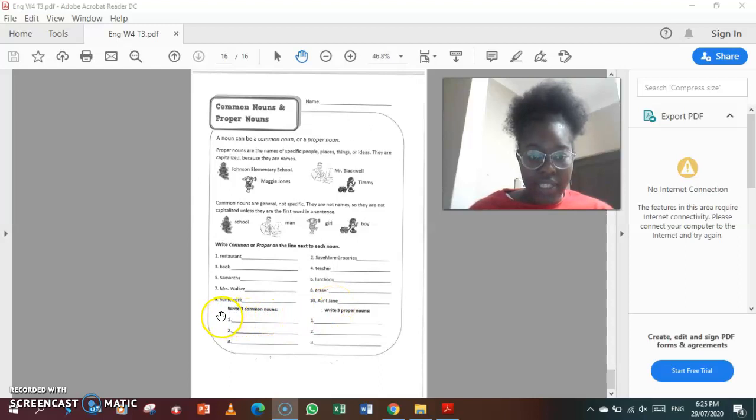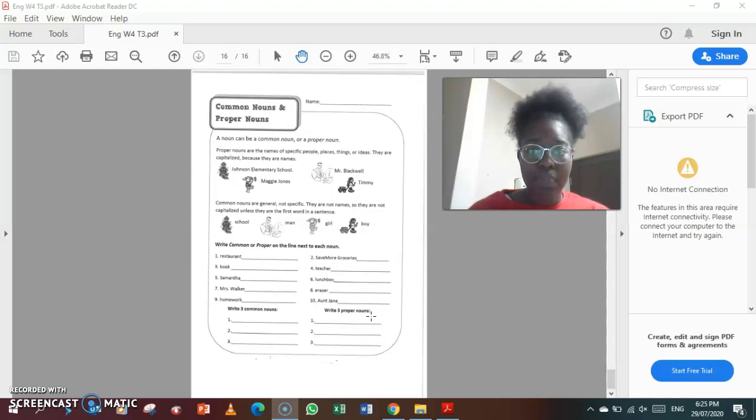In this part of the activity, write 3 common nouns. That means whatever noun you're writing, it doesn't take a capital letter. On this part, write 3 proper nouns. Whatever noun you're writing, it must have a capital letter. So it's a name of a place, a thing, or a person. That's what you have to do.